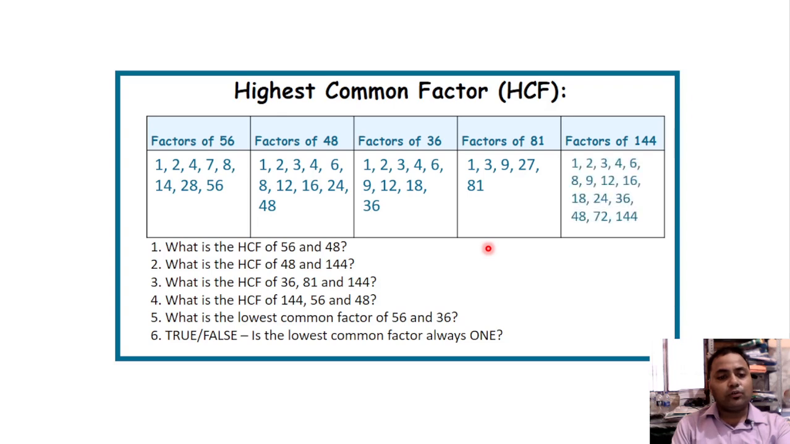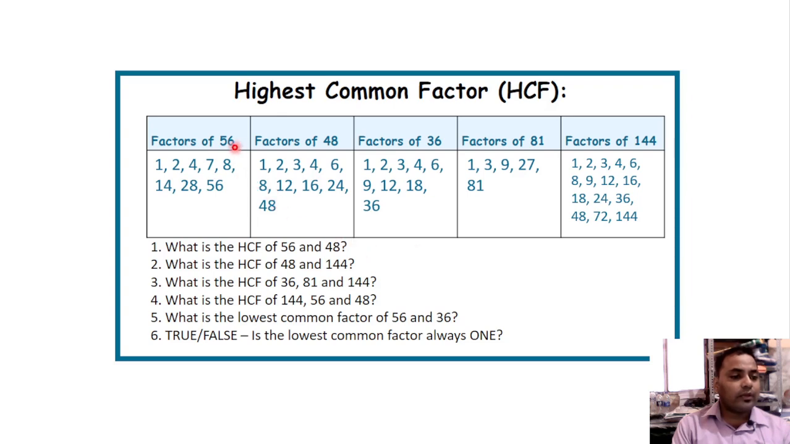And 1, 2, 3, 4, 6, 8, 9, 12, 16, 18, 24, 36, 48, 72 and 144 are the factors of 144. The first problem is, what is the highest common factor of 56 and 48?